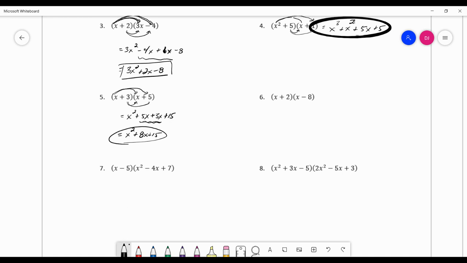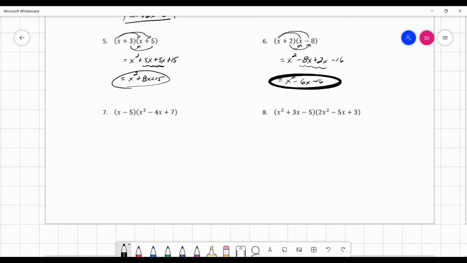You tried number 6. So in this expansion, x times x squared, x times negative 8 is a negative 8x. 2 times x is a positive 2x. 2 times negative 8 is a negative 16. Negative 8x and a positive 2x is a negative 6x, minus 16. Okay, and we have our expansion.